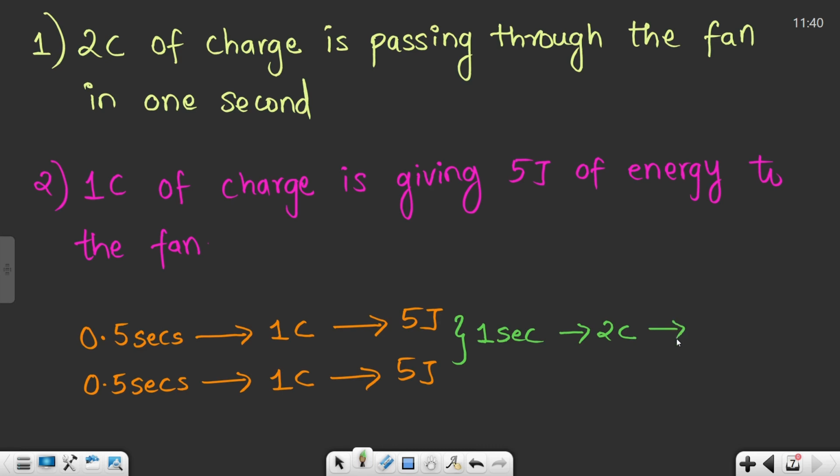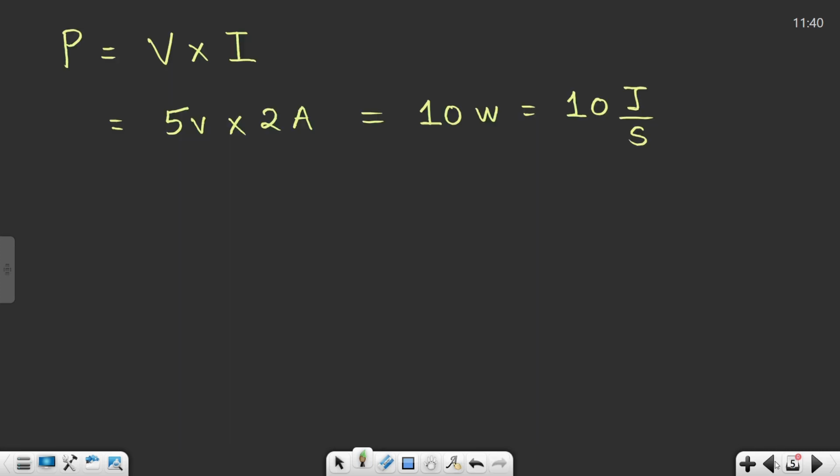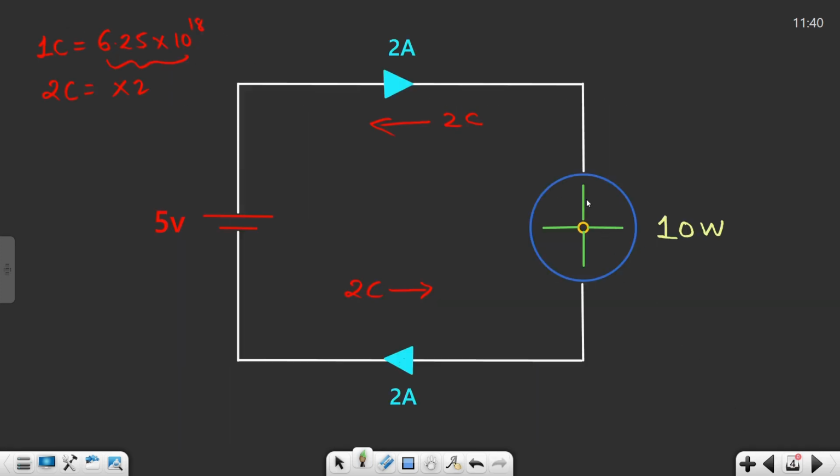Okay, and this 2 coulomb of charge, they delivered 10 joule of energy in how many seconds? In 1 second. So this is what it means. Power is nothing but how much energy is being delivered to the load or to the resistor that is connected to the circuit. So in our case, in this particular circuit, the resistor or the load is nothing but the fan.